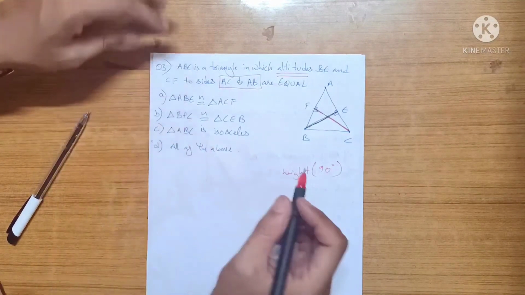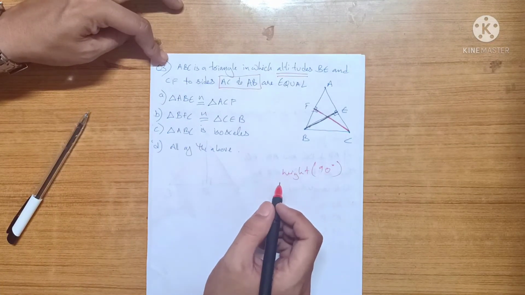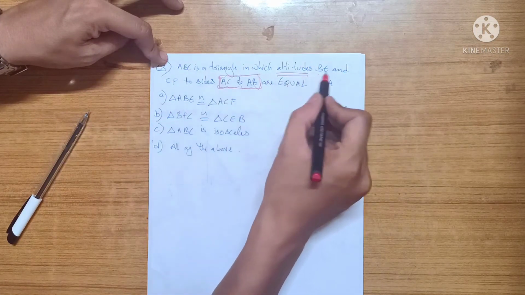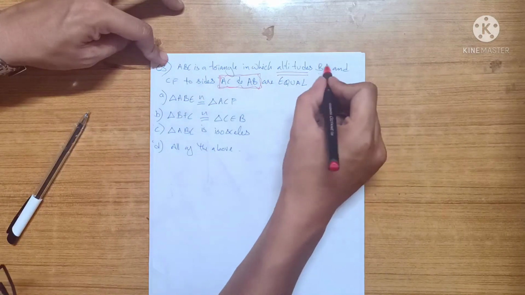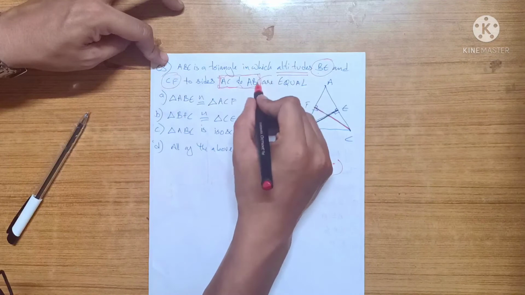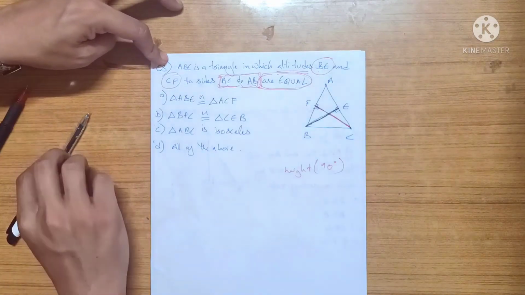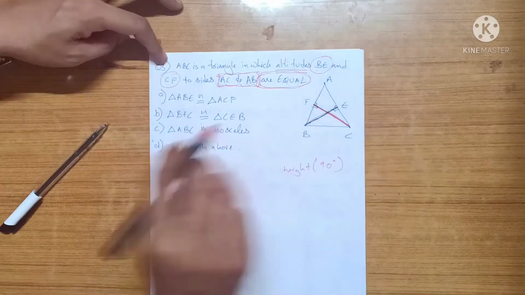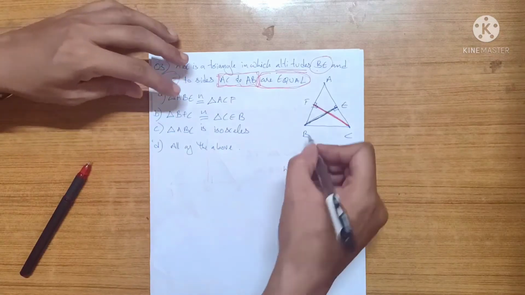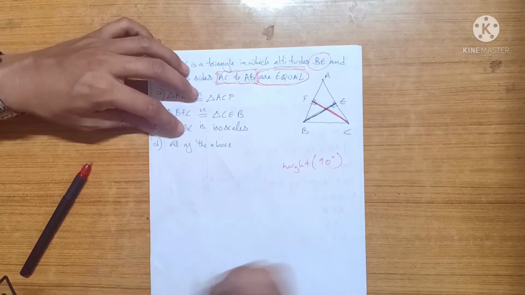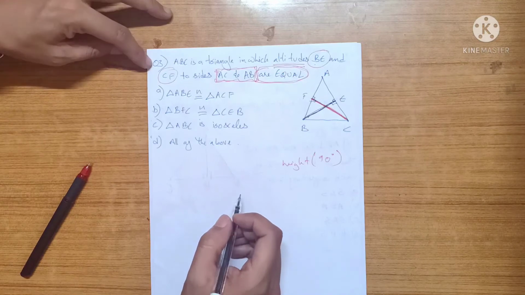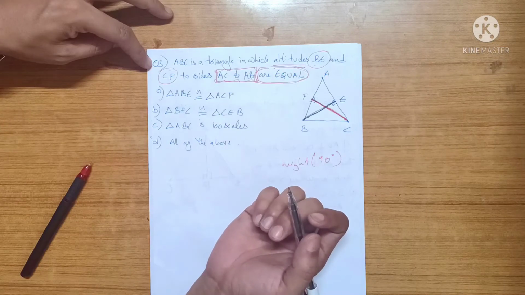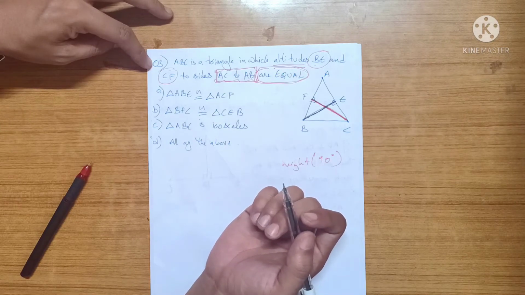Triangle ABC is a triangle in which altitudes BE and CF to the sides are equal. So BE and CF are equal. Literally what I'm saying is the red ink and the black ink are same. So let's see what the question is saying. They have given 4 statements, and we have to check which one is the correct one.